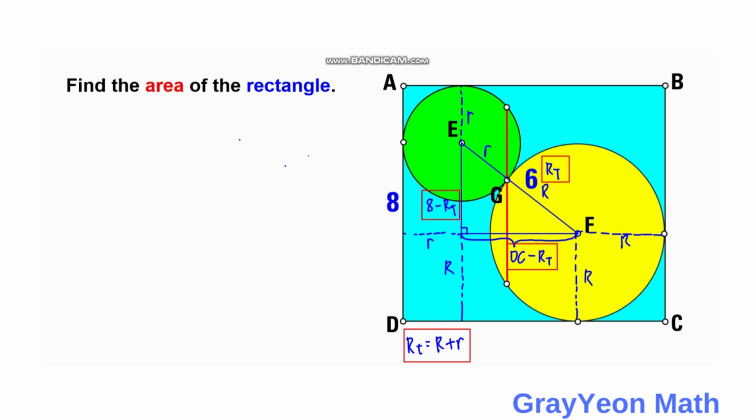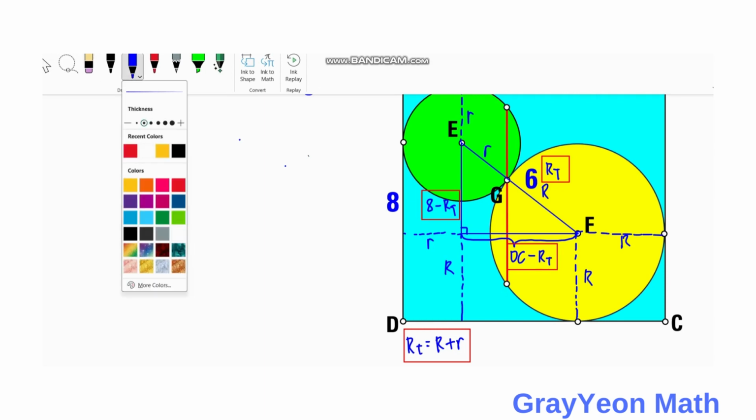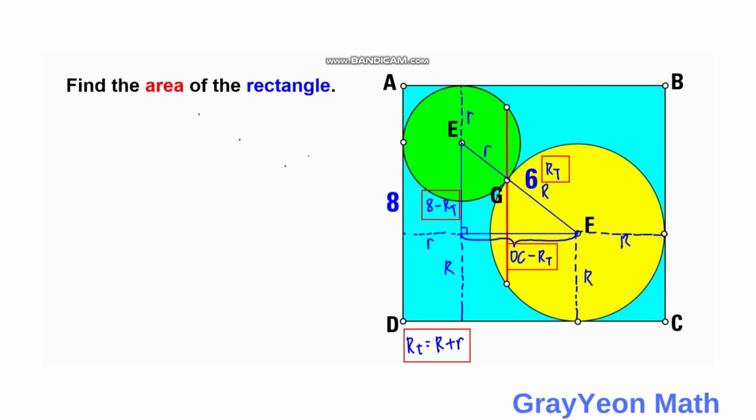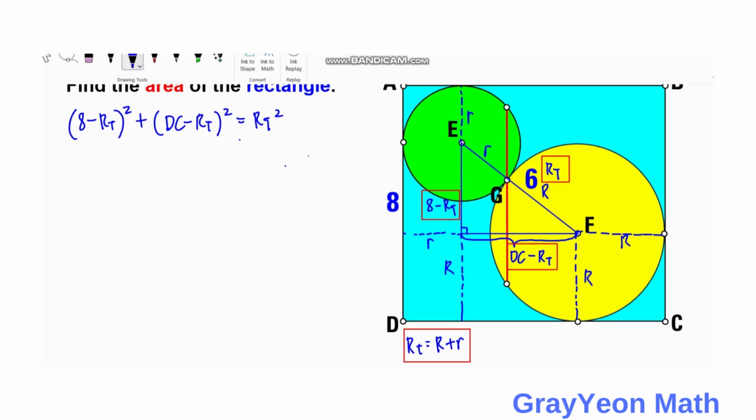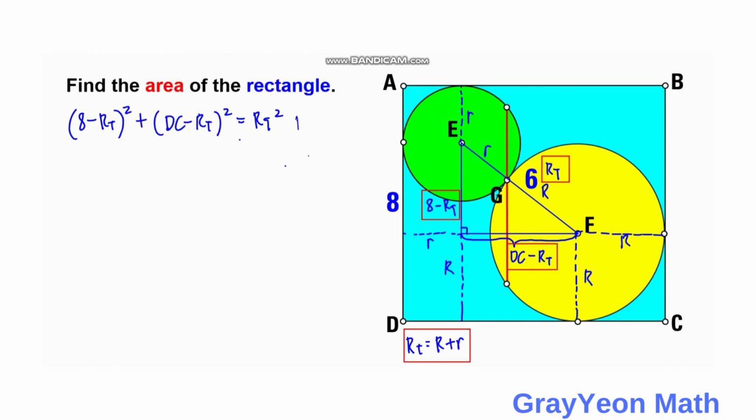So we have the representation for the three sides of this right triangle. Next we write the equation for this right triangle using the Pythagorean theorem. For the first leg, (8 minus RT) squared plus (DC minus RT) squared is equal to RT squared. This will be our first equation, so let us label this as equation 1.